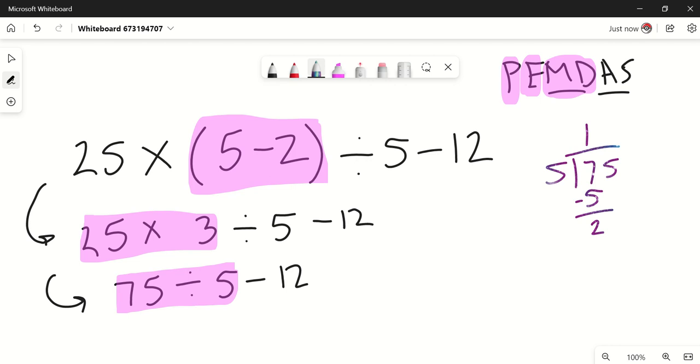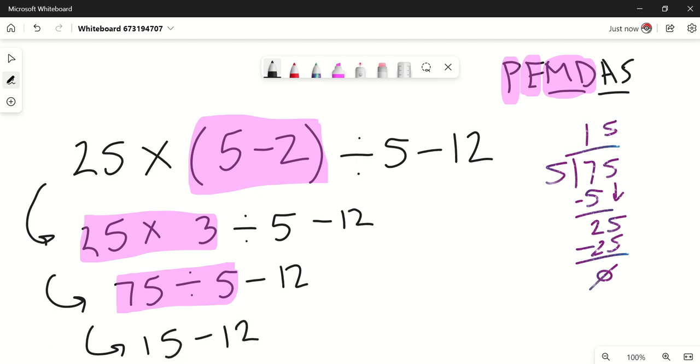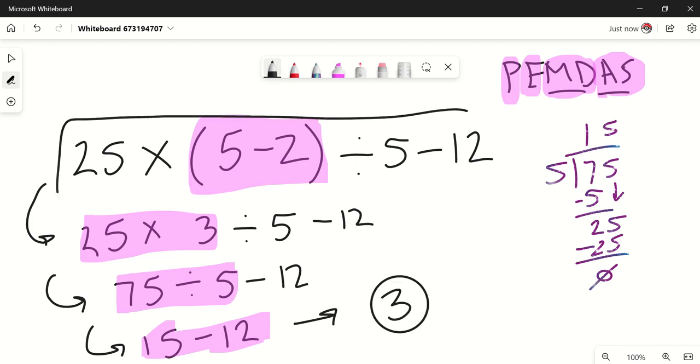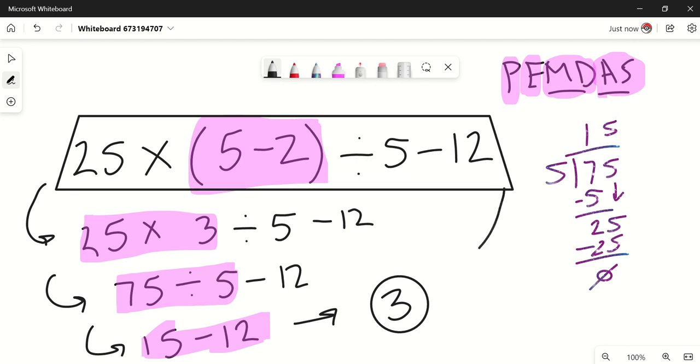That will give me 2. Then I will bring down my 5. 25. 5 goes into 25 5 times. That equals 25 exactly. Boom. So this will become 15. 15 minus 12. And we're done with all multiplication and division from left to right. Now I have addition and subtraction only left, which is literally right there. And I'll do 15 minus 12, which will give me my grand total of 3. So this giant expression up here equals 3.